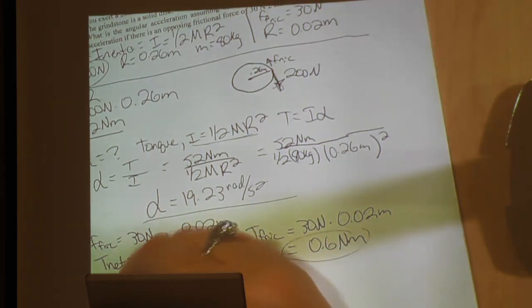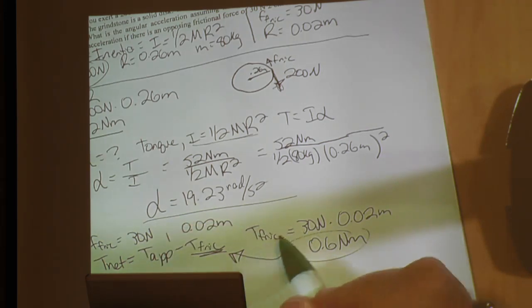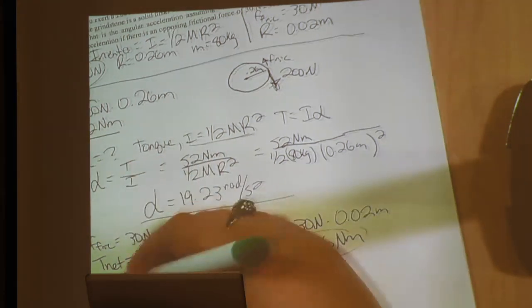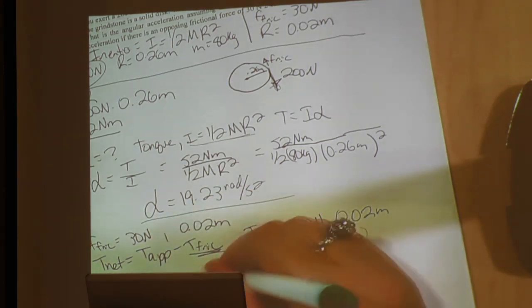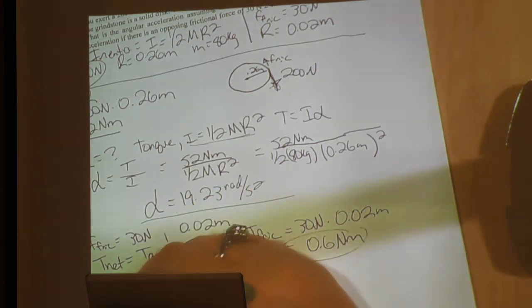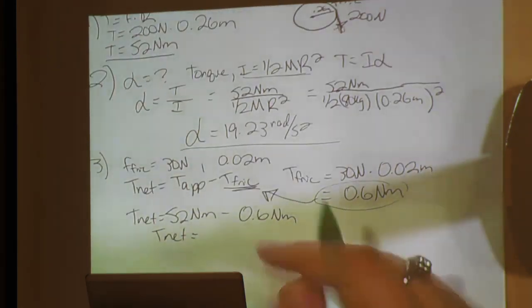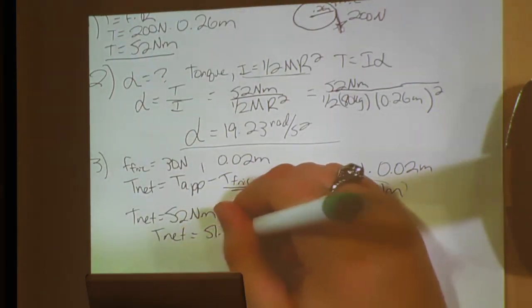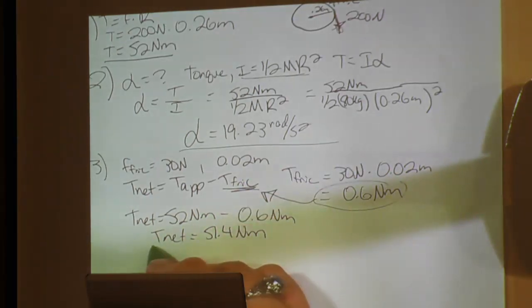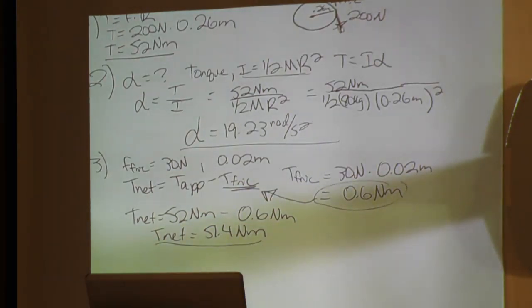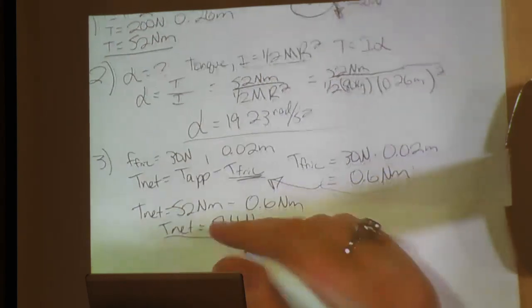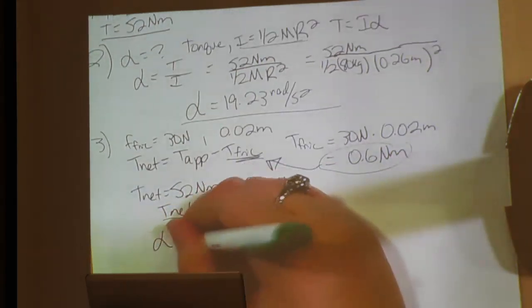We'll get T net is going to be equal to T applied, which was our 52 newton meters that we already calculated. We subtract our 0.6 newton meters. We don't have a huge change here. It's only the 0.6, but it is still a change. So we should have a net torque of 51.4 newton meters, and then we can just plug that back into that same equation from earlier.